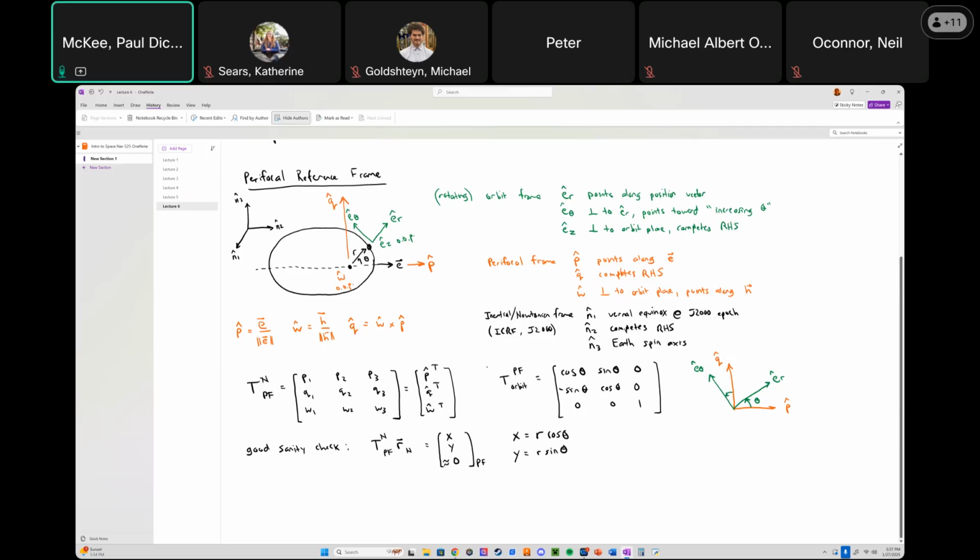Okay, so questions on the orbit frame and the parafocal frame? All right, good stuff. So at this point, we're ready to have a discussion about the orbit elements, which are a set of numbers that we use to describe the orbit of some body. And these numbers are equivalent to having your position and your velocity. So if you've got one, you should be able to construct the other and vice versa. So we want to talk about the orbit elements next.